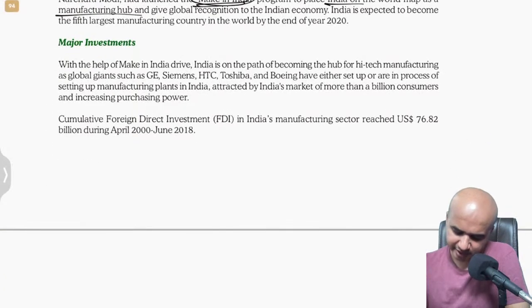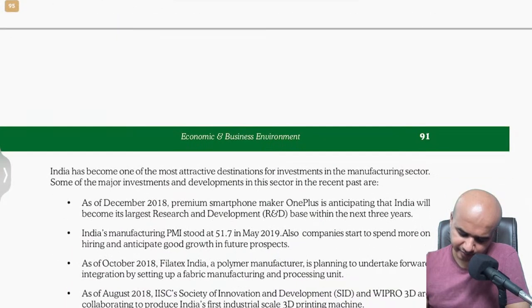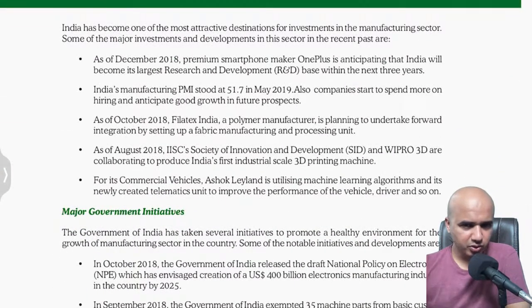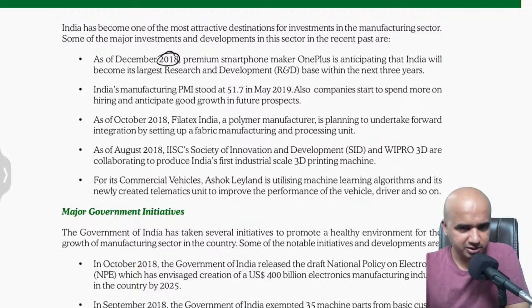Okay. Now again they have some arrangements with a few global manufacturing giants. So not very important. Okay, let us see who all have actually started their manufacturing hub in India. As of December 2008, premium smartphone maker OnePlus is not a premium smartphone maker, but yeah, they started out as budget smartphone maker. Even now, they don't consider themselves as premium smartphone maker. They consider themselves as mid to premium smartphone range. That's where they are. Okay.